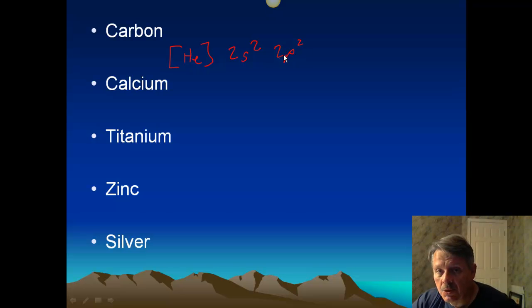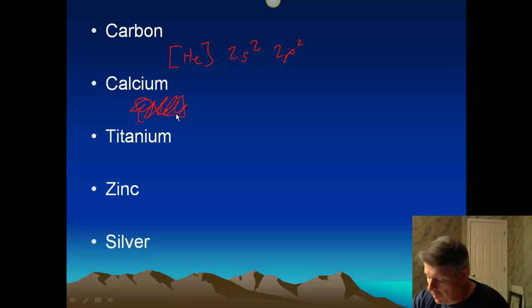Okay, that's the first one. Carbon: helium, 2s2, 2p2. Calcium. I can go back to neon. Sorry, my bad. For calcium, I can start at argon. I got 1, 2, 3, 4. So I'm at 4s, 4s2.